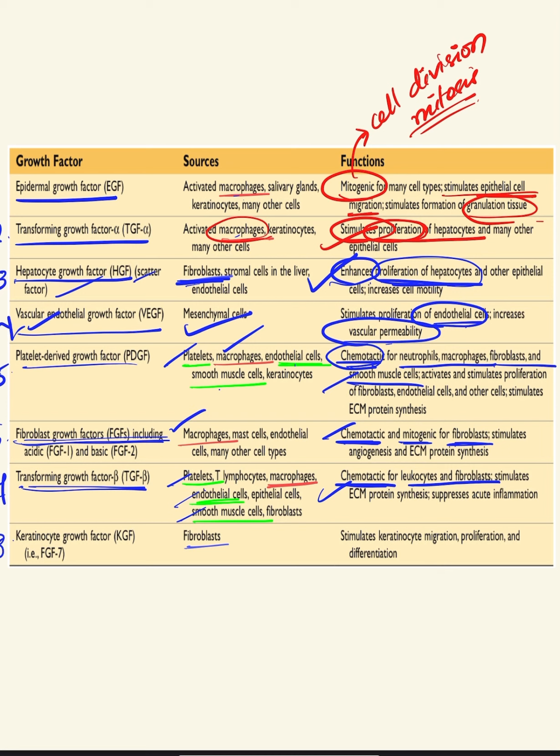The eighth one is keratinocyte growth factor, KGF. KGF is nothing but FGF7, that is, fibroblast growth factor 7 is KGF. The obvious source is fibroblasts. Since it is a keratinocyte growth factor, it stimulates keratinocyte migration, proliferation, and differentiation.